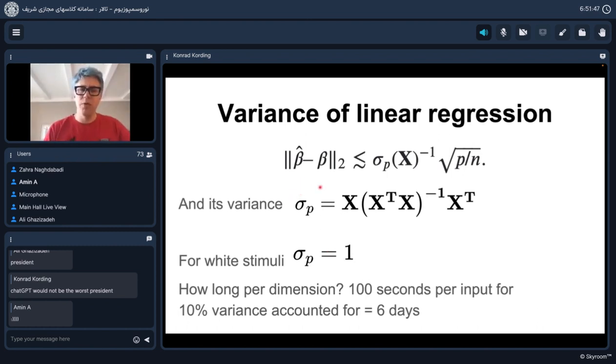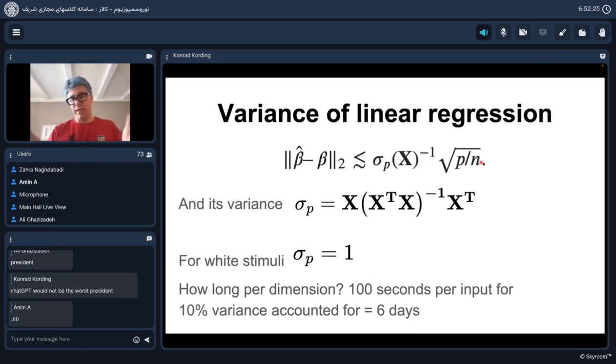Now, what we want to do is we want to have an estimate of the neuron's weights or of the causal effect of the neuron that we always call beta here. We want our estimator of beta to be close to the actual beta. And the 2 norm feels like a good way of quantifying that. And we know from the properties of linear regression that this has 2 well understandable components. It has this right-hand component, where P is the number of parameters that it has, and N is the number of samples that we get.